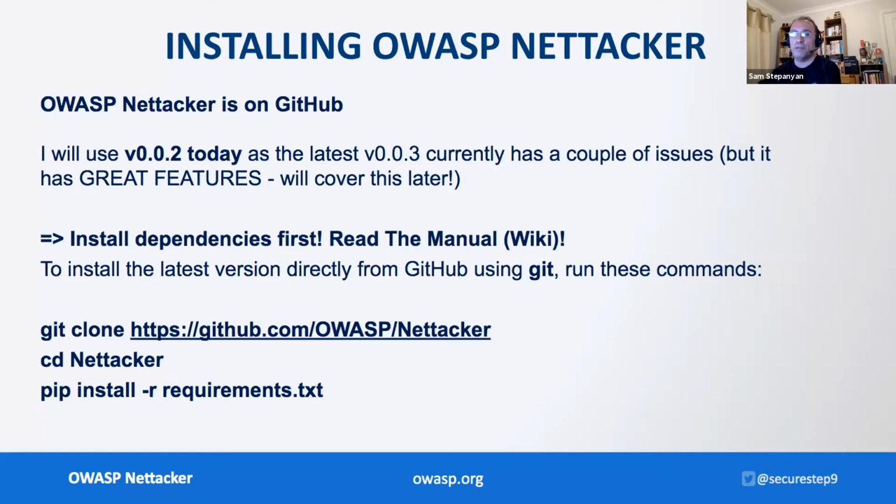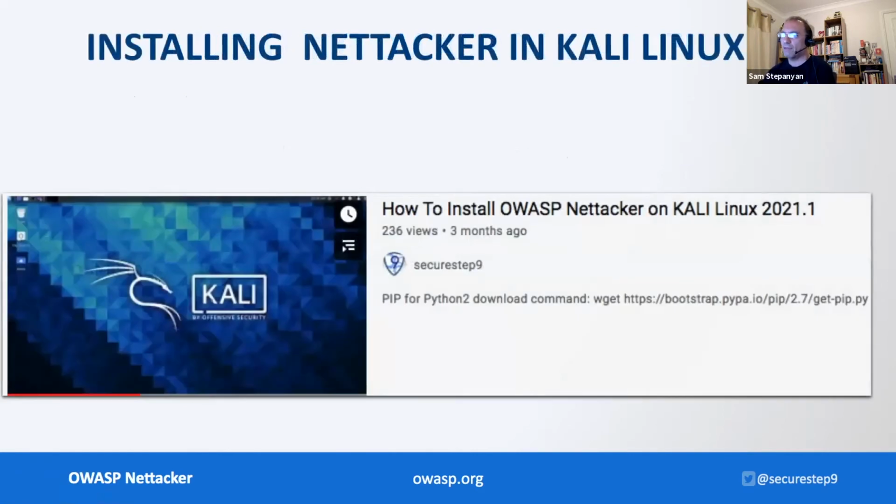But the installation instructions are available on the wiki. An important thing to mention here is that you need to install dependencies first. So read the manual, read the wiki, because there are some operating system dependencies that you need to install. These are basically libraries for SSL, for Python, some development tools. You need to make sure that the operating system already has some libraries for curl and for the database, which you need. But typically to install Nettacker, you would just clone it from GitHub, then change your directory to Nettacker, and then use the pip tool to install all the Python dependencies from the requirements.txt file.